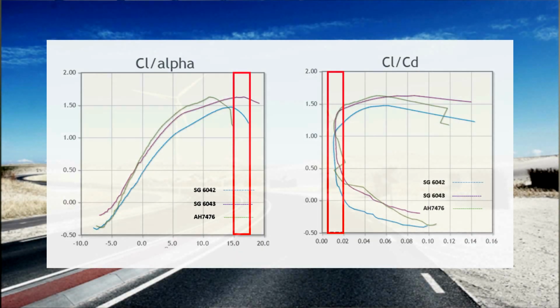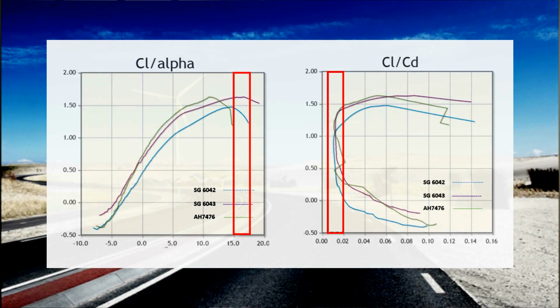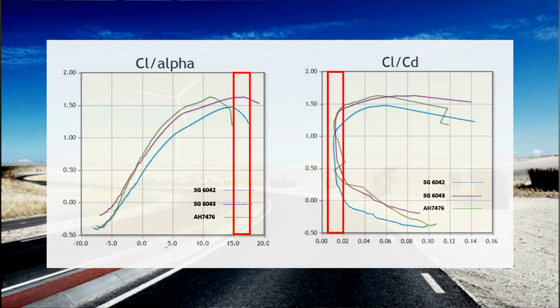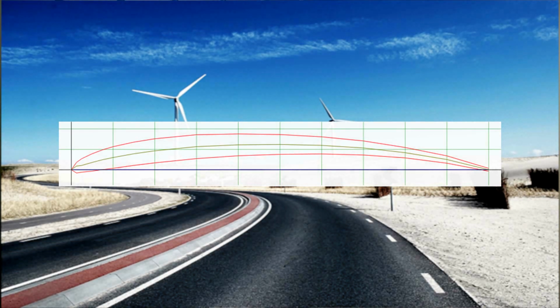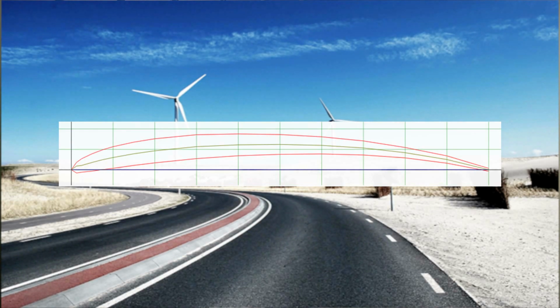The final 3 aerofoils' data statistics were compared and SG6043 was chosen due to its advantages in CLmax, geometry, and structural strength. Its CL/CD ratio was the highest of the 3 and stall occurs at a higher angle of attack. Although AH7476 has the highest CLmax, its thin cross-section might be unable to endure the aerodynamic and structural loading during the testing.